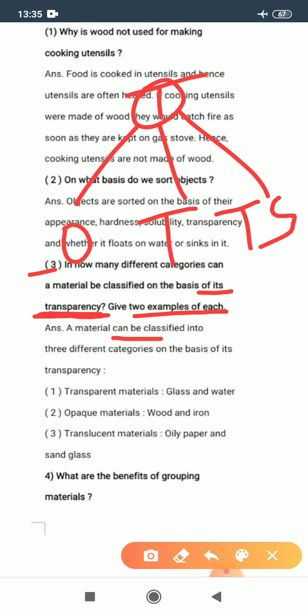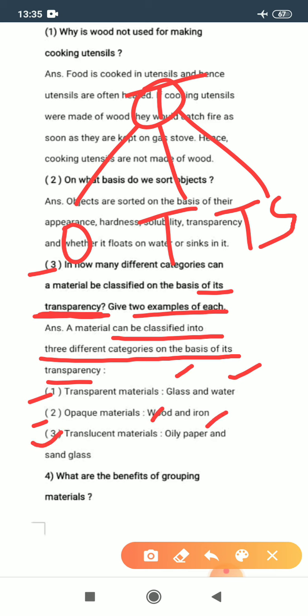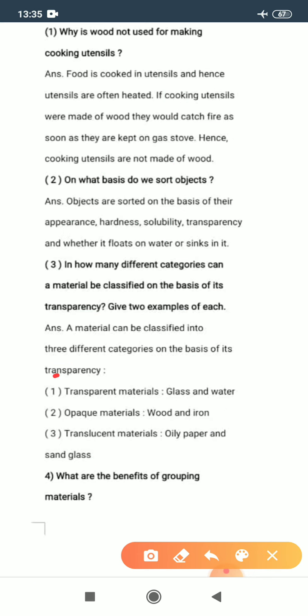A material can be classified into 3 different categories on the basis of its transparency. One is transparent material, for example glass and water. Number 2, opaque materials, that is wood and iron. And number 3 is translucent materials. Examples are oily paper and sand glass. So there are a total of 3 categories of transparency of material.